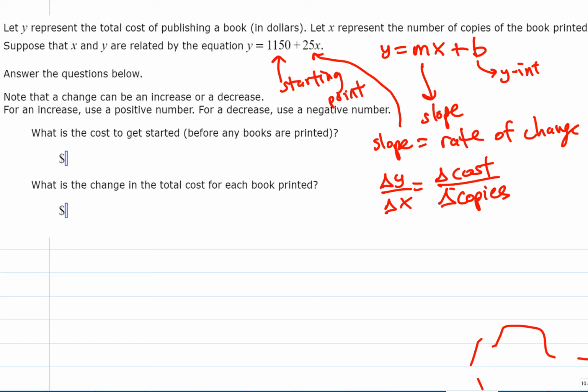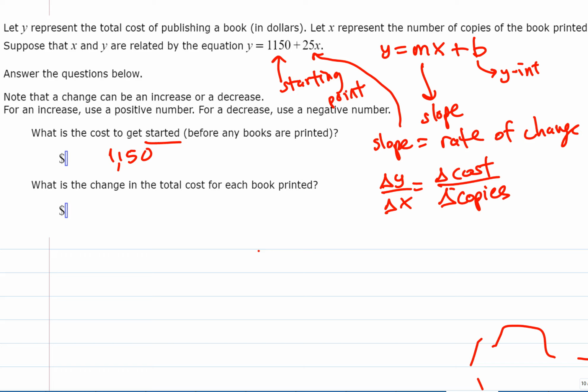All right, here's the easy part. Here's the questions. What's the cost to get started? If they want that starting, you need to know that starting point is the y-intercept. If we do nothing, we got to pay $1,150. Does that make sense? Yeah. There are questions like this on the test. Didn't I tell you they should be gimme points?